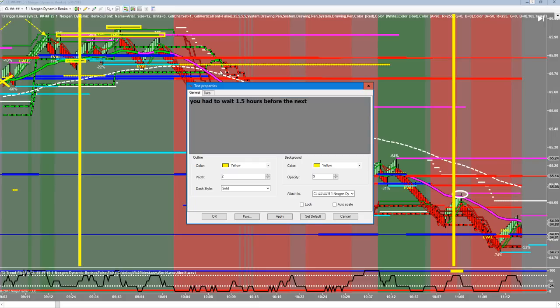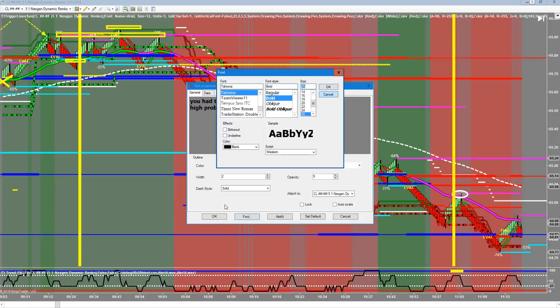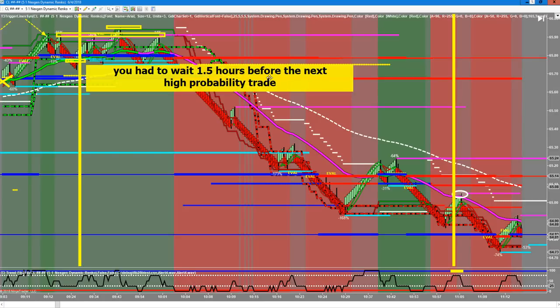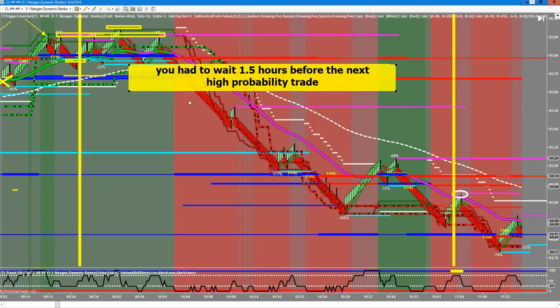high probability trade. This is where most people lose patience. This is where most people lose the ability to follow their plan. Because they say, well, John, the market moved a lot. Why didn't we have a trade in here? Why not? And that's because the rules weren't met for a high probability trade.